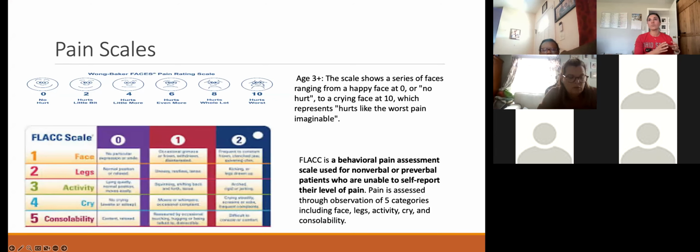So if you have a child that's 8 or 9 or older, you can use those numbers for their pain level. For our nonverbal or our pre-verbal children, so like 0 to 3, we're going to use a behavioral pain scale like our FLACC scale, because our patient can't report their pain on their own, we're going to look at their overall behavior and assess their pain that way. So that way we're not relying on them to tell us what's going on.